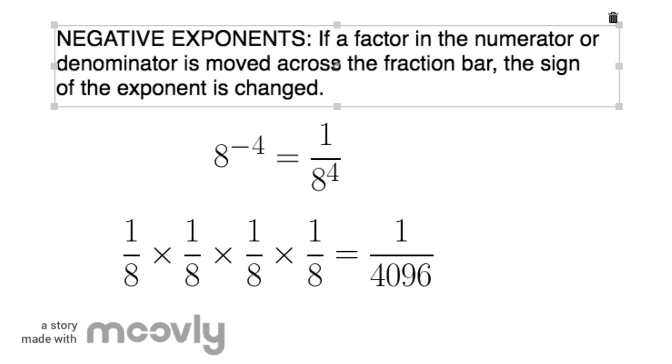In the case of negative exponents, instead of multiplying a base by itself multiple times, you'll be multiplying the reciprocal of that base by itself multiple times. So the negative tells you what the power in the reciprocal will be. For instance, 8 to the negative fourth becomes 1 over 8 to the fourth, which in the expanded form is 1/8 times 1/8 times 1/8 times 1/8, which in standard form becomes 1 over 4096.